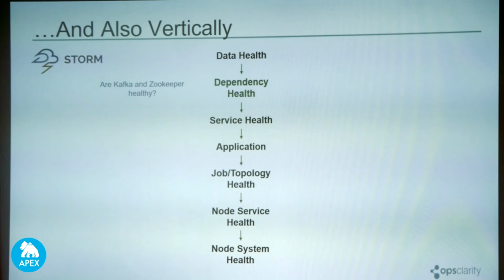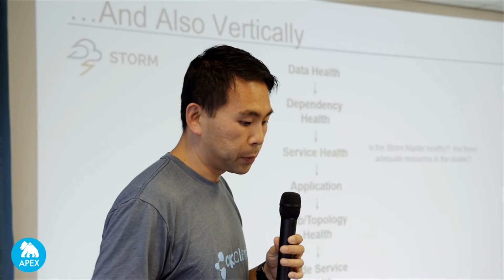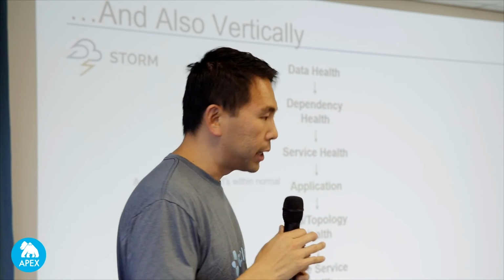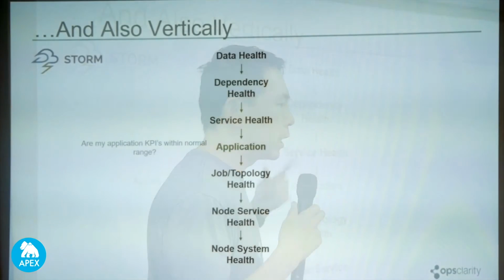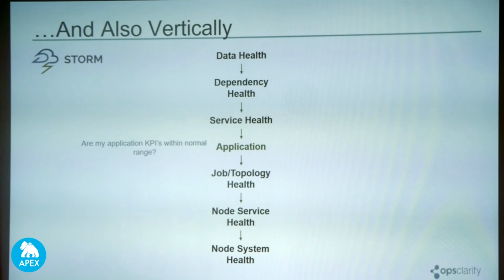I should look at what my dependencies are and make sure that they're okay before I go down any further. Next step, is my Storm service okay? Storm manages resources. Is the master up and running? Are there enough resources in the cluster? Assuming that the health is okay, is my application running on top of Storm okay? Are my application KPIs behaving normally? If they're not, is that application well distributed in my Storm cluster?